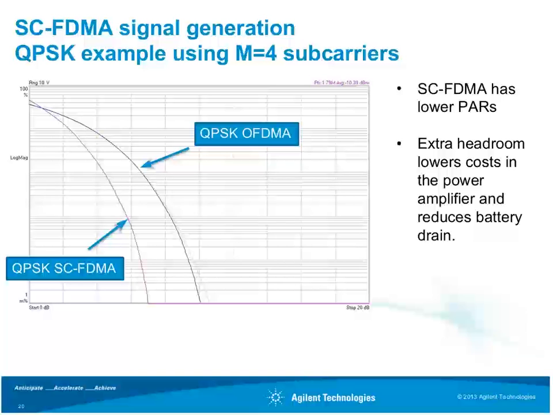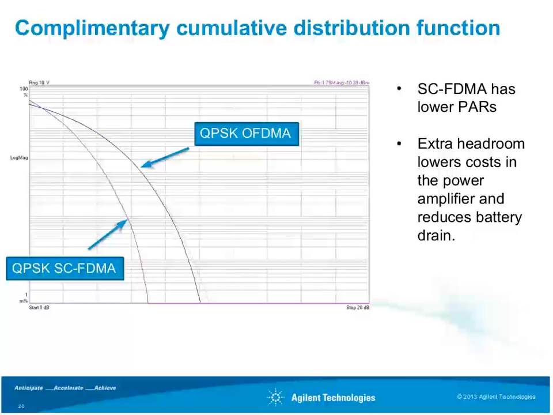So here we can compare the two schemes by looking at the CCDF curves, or complementary cumulative distribution function curves. And what this curve does is it shows the probability as a percentage, which is on the y-axis. So it's the probability as a percentage, or what I like to say, it's the amount of time that a signal will end up reaching some given level and be at that level or greater above the average power level, which is referenced here at 0 dB.